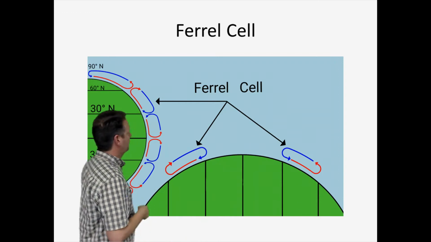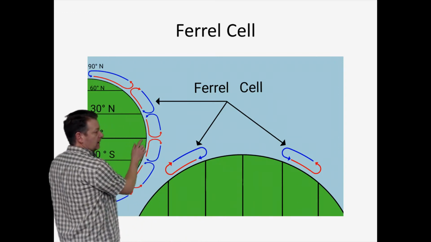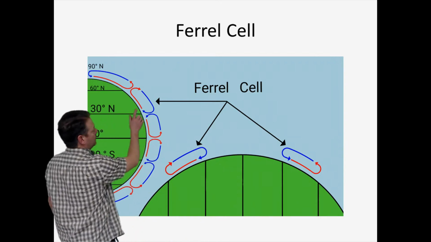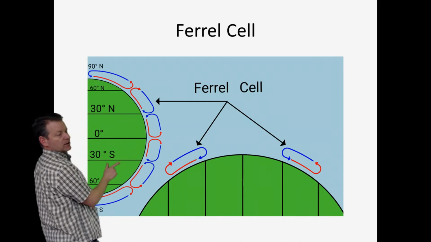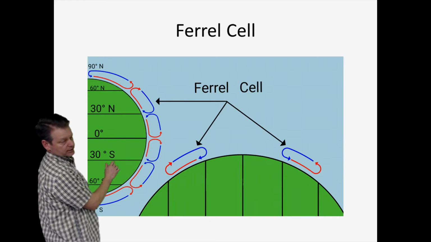Okay, so this is the Ferrel cell. So we have a low pressure, and then we have a high pressure, and then we have a low pressure. And it's true down here. This is where the majority of our deserts are going to be.